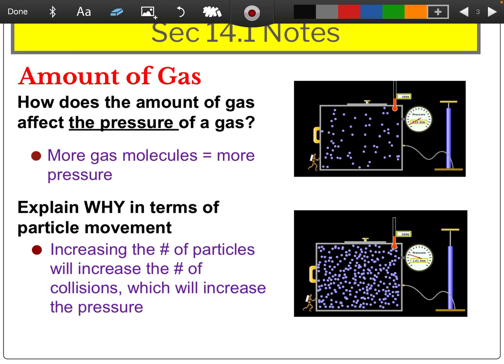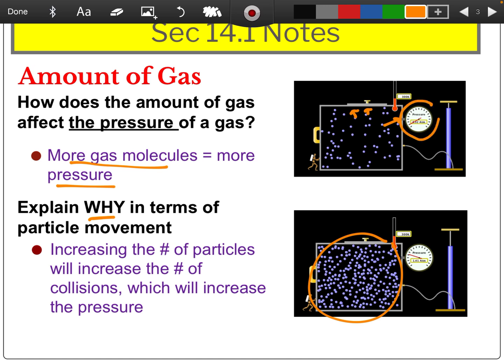I included some visuals here so you could have a better picture of what the molecules are doing. The first question compares amount of gas and pressure. How does the amount of gas affect the pressure? Remember, pressure is the force at which these molecules are colliding with the sides of the container. If you have more gas molecules, you are going to have more pressure. That's the general relationship. The why is because when you increase the number of particles, like in this container with a ton more particles, they're going to be colliding more, which means they're going to be hitting the sides of the container with more force.